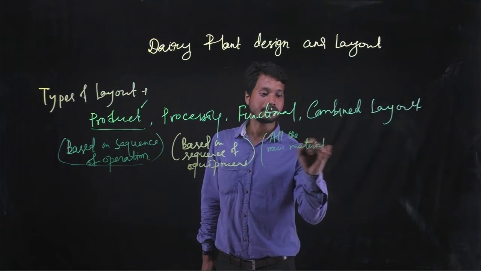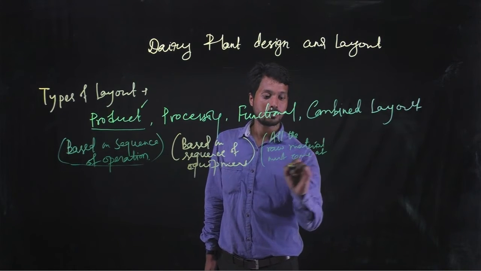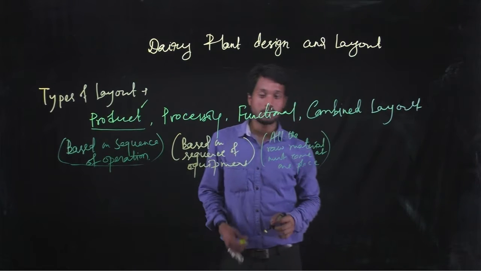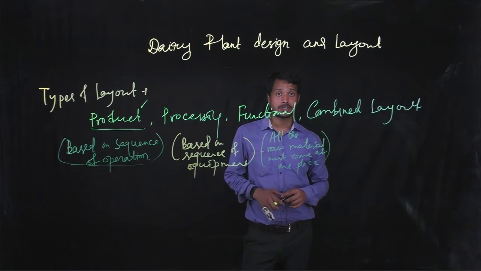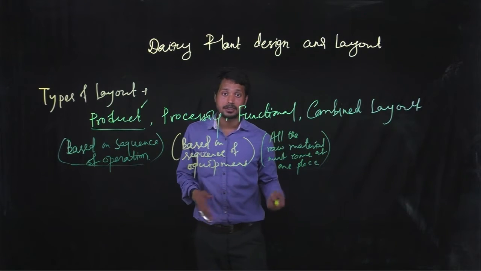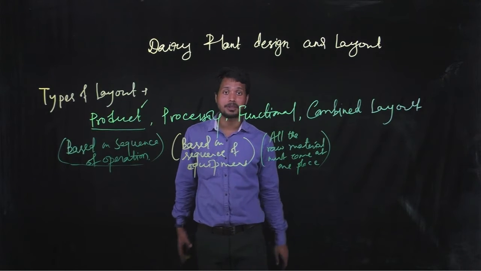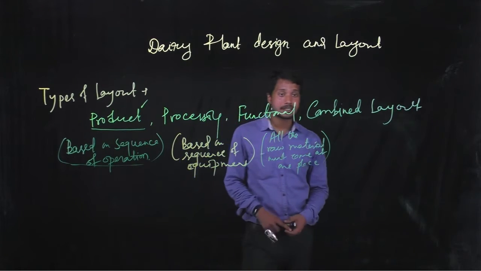All the raw materials must come at one place. I think you have seen how a house or an infrastructure is built. First you have the sand, cement, stones, everything at one place, and then you can have the product. So this is also an example of the functional layout. And last is the combined layout.